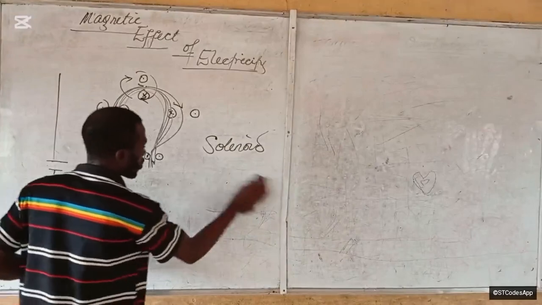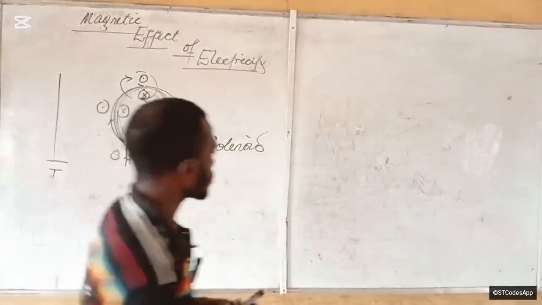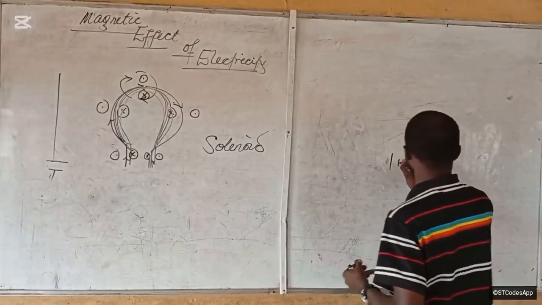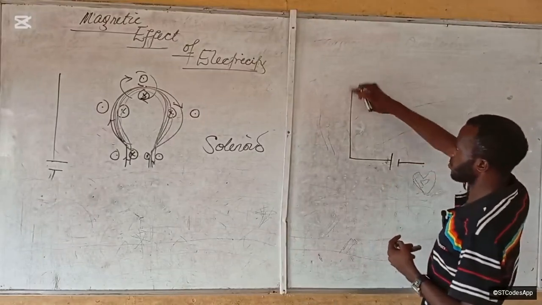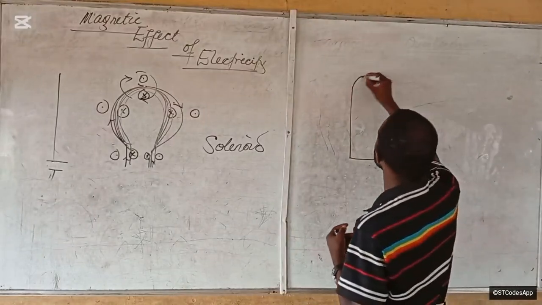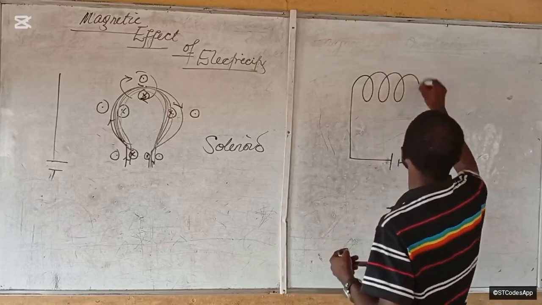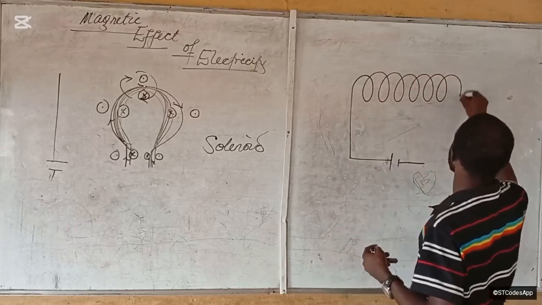I'm going to show you the actual representation. So I have my voltage source here, and then I bring my conductor and make it into a coil of wire like this.